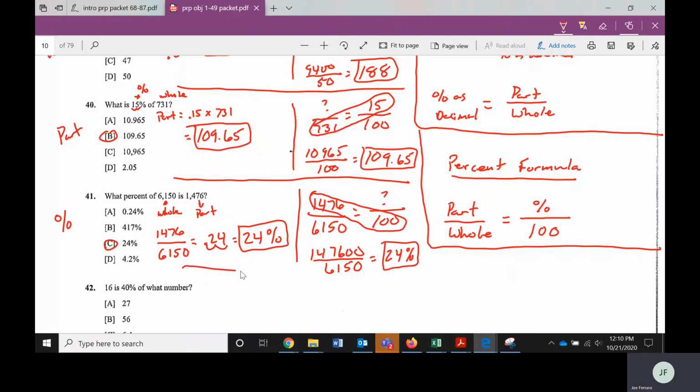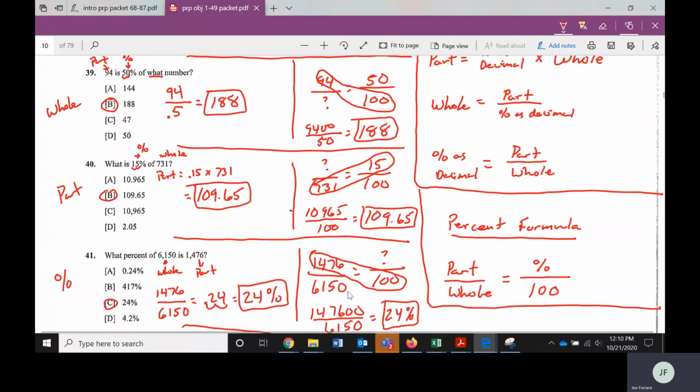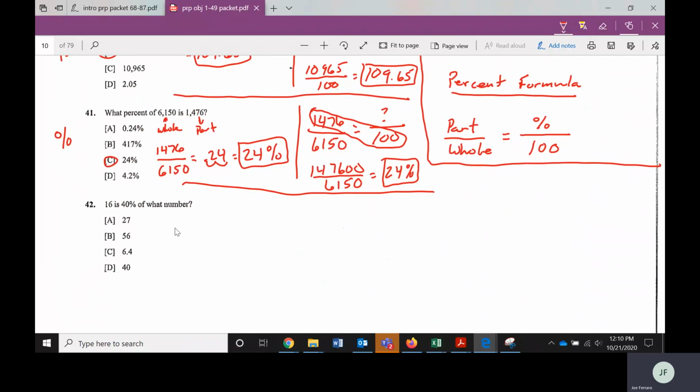Okay, one more problem to do. Okay, again, these ones can be the tricky ones sometimes because of what you're looking for. 40%, that should be easy to identify. That's the percent. 16, it's connected somewhat to the word is, so it could be the part, but let's double check. After the word of says what? So after the word of, there's no number, so that's what we're looking for. There's no number after the word of, so we're looking for the whole, which means this is then the part.